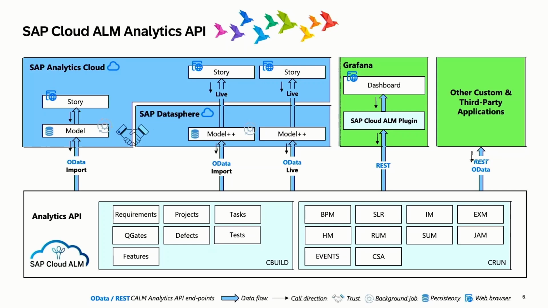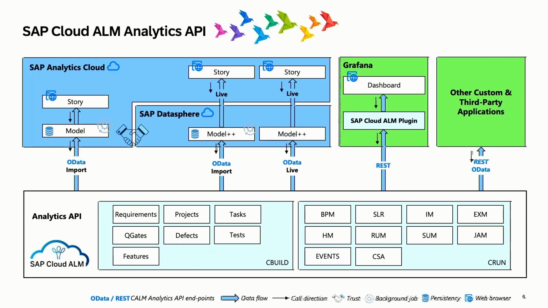For Grafana, we would consume the REST API, and we need a plugin called the SAP Cloud ALM plugin, which is offered as open source. We need to install this in Grafana to build dashboards with the mouse. For Analytics Cloud, we consume OData with a connection called the import connection. It's typically a background job running on SAC that loads all the data, copying it from Cloud ALM to SAC. You also have the option, if you have Datasphere in your landscape, to use it as a middleware or consolidation layer for your model.